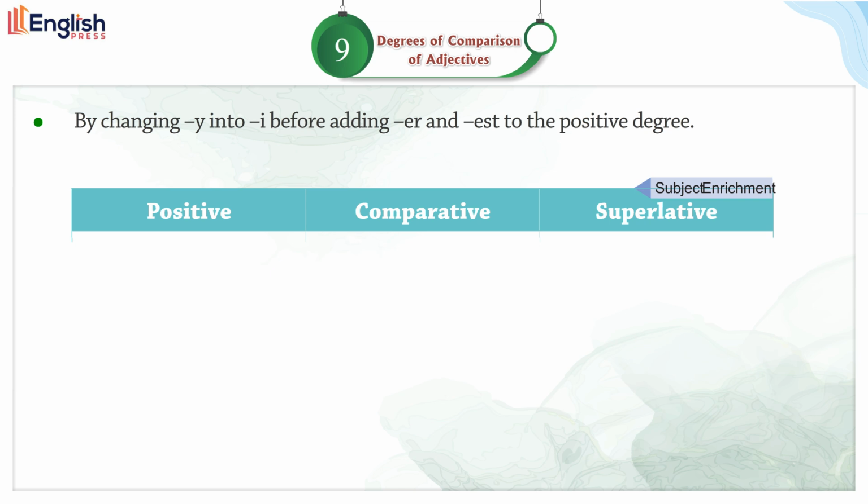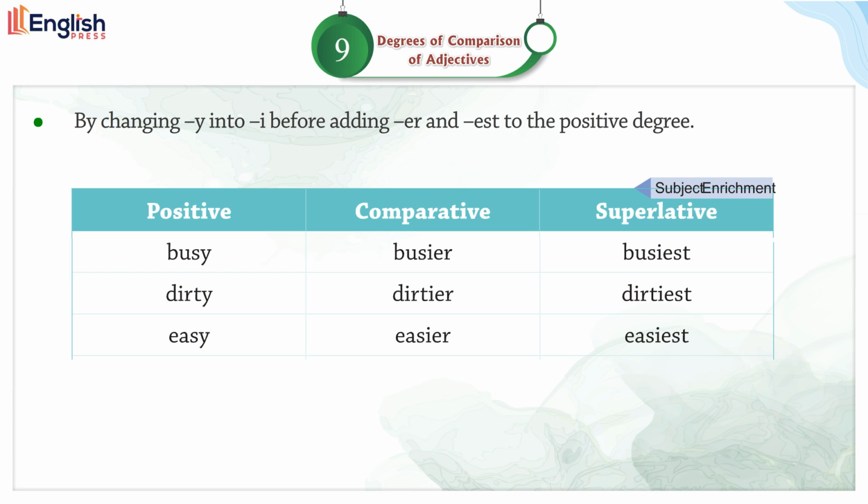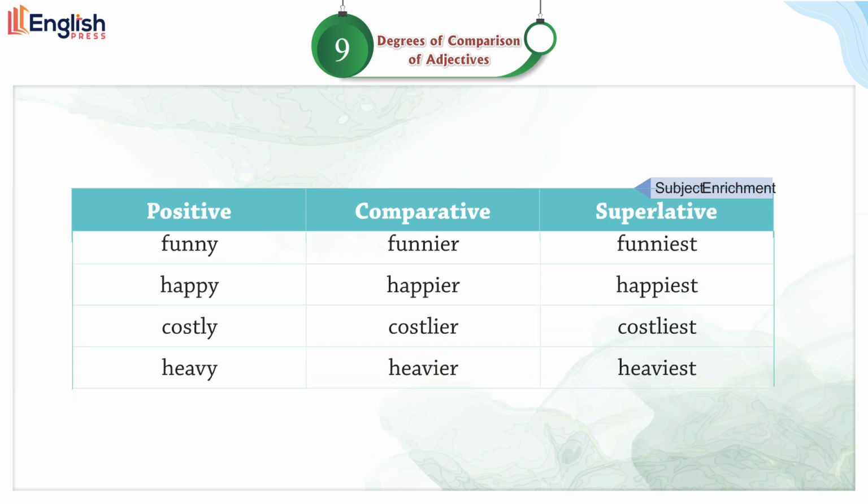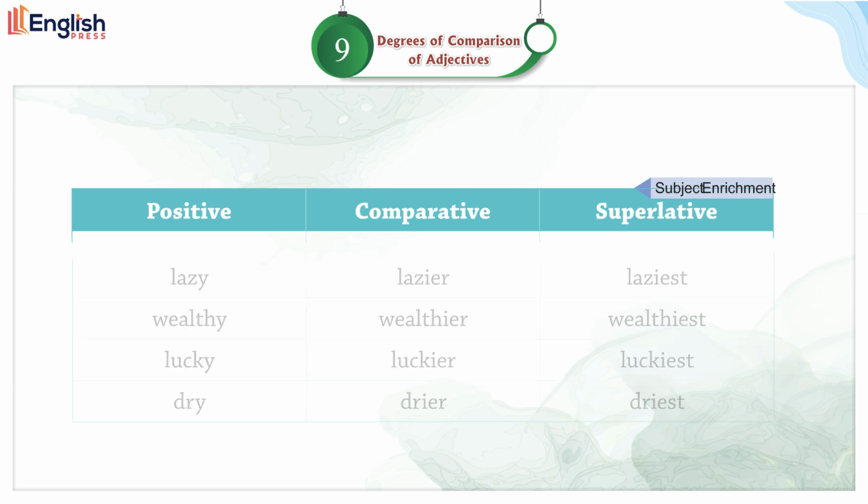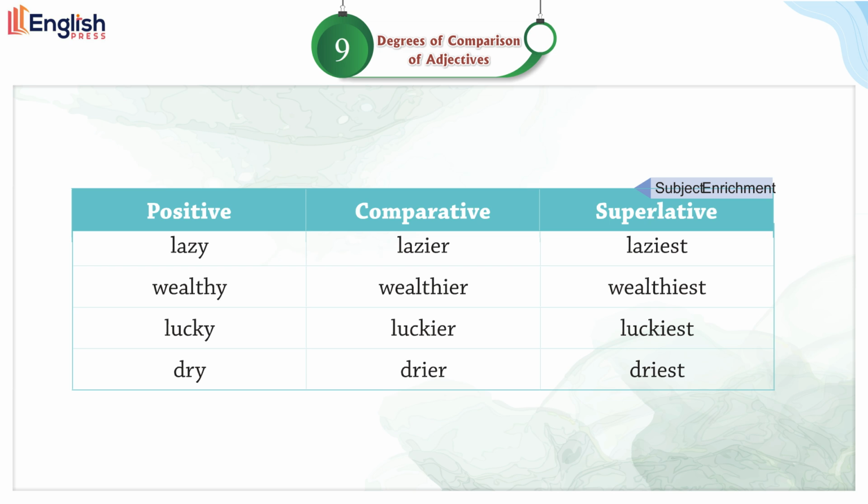By changing y into i before adding er and est to the positive degree. Positive, comparative, superlative: busy, busier, busiest. Dirty, dirtier, dirtiest. Easy, easier, easiest. Funny, funnier, funniest. Happy, happier, happiest. Costly, costlier, costliest. Heavy, heavier, heaviest. Lazy, lazier, laziest. Wealthy, wealthier, wealthiest. Lucky, luckier, luckiest. Dry, drier, driest.